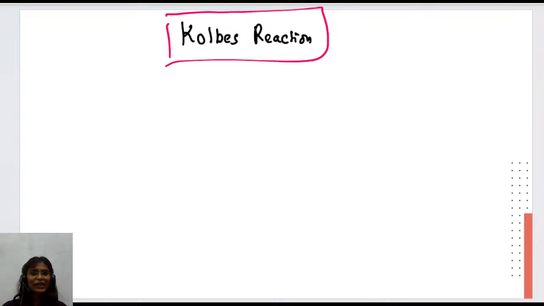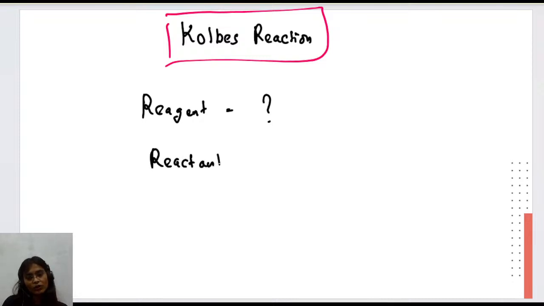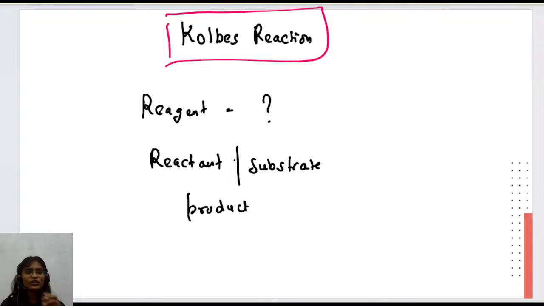So this is all for Kolbe's reaction there. So let's start with what Kolbe's reaction actually is. First of all, make this point very clear: for every naming reaction, point number one, what is the reagent? The second question, what is the reactant, or you can say the substrate? The third one is what is the product. So if this naming reaction comes in your paper in future, you have to know how to identify the reagent, reactant, product, and substrate. So let's start: what is Kolbe's reaction, and which kind of reagent are we going to use for this one?